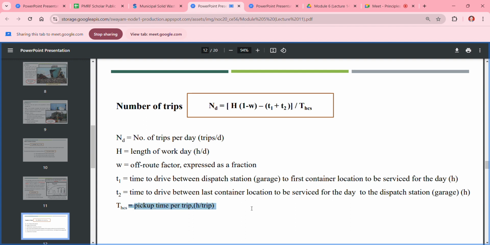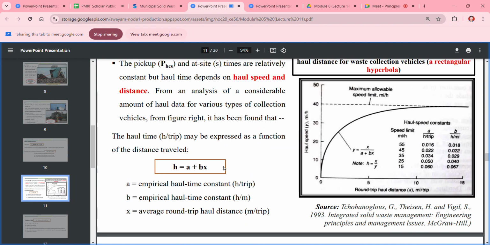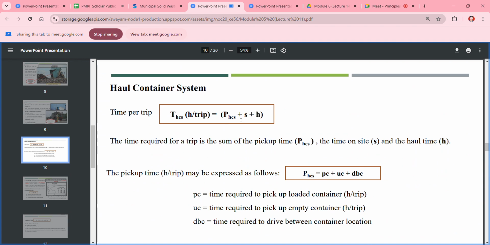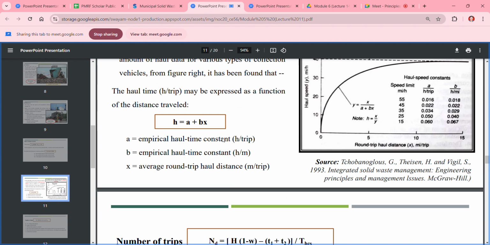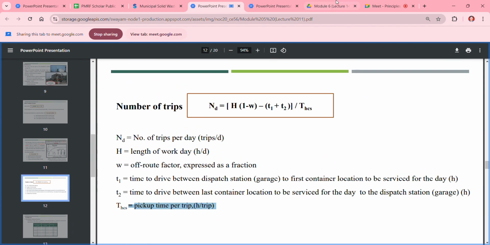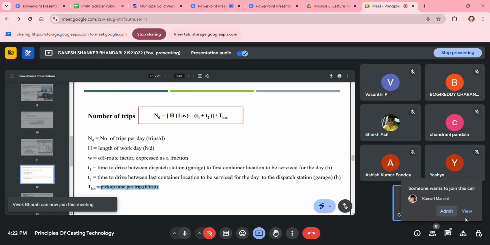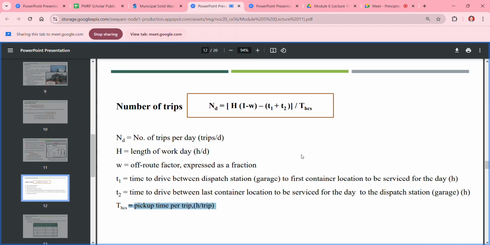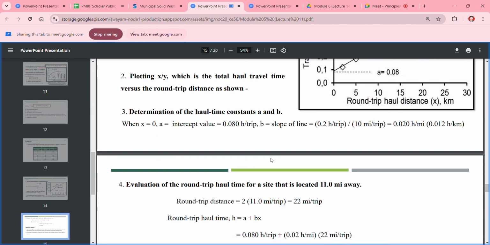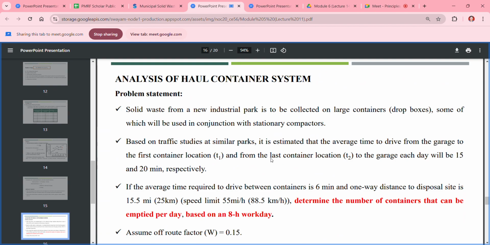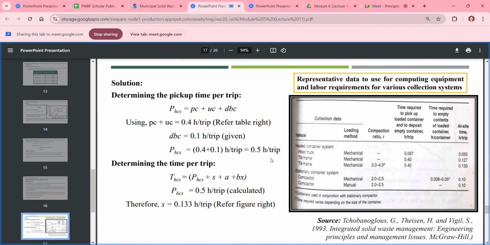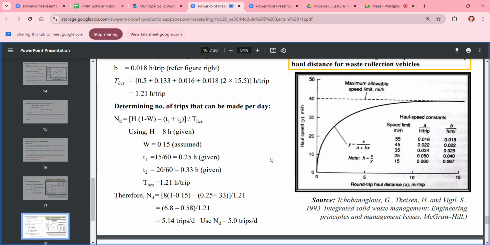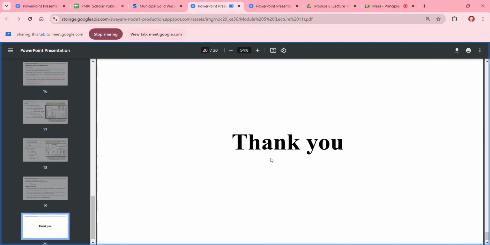And then TSCS we had already calculated, that is the pickup time per trip. That includes your haul time, your pickup time, and time on site. So that we can calculate. Then there are some numericals, we will talk about them later. And in the analysis of the all container system, we will see some numericals based on these container systems also.